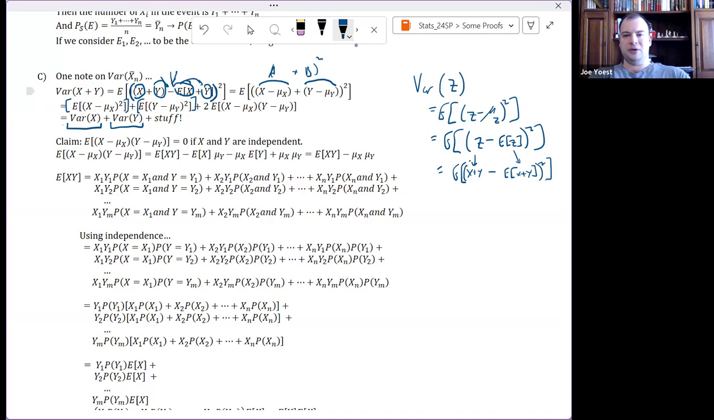I get my cross terms from multiplying out that binomial, right? I get a 2ab kind of deal. I get 2 times the expected value of x minus mu x times y minus mu y. And this is the stuff that I'm not sure what to do with, right? In fact, the claim is that if x and y are independent, then this stuff at the end is 0, and the variance of x plus y equals the variance of x plus the variance of y.